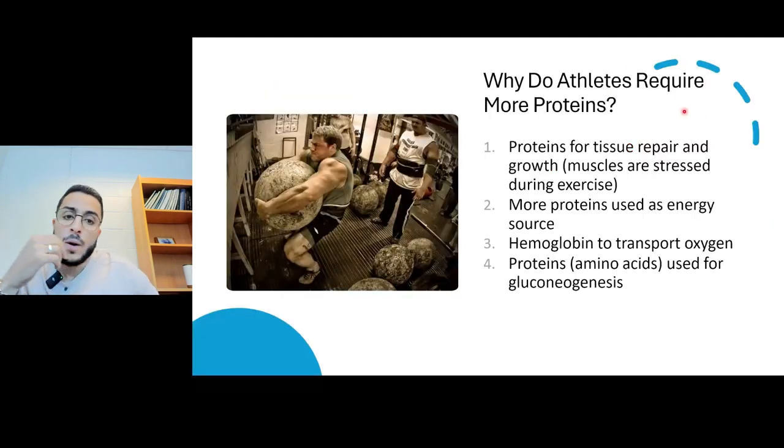Why do athletes require more protein? Well, you probably think it's just to build muscle, but actually it's more than just muscle. Athletes do require more protein because they need to repair tissue that has been broken down while working out. That makes sense. You need more protein because it's used also as an energy source. Remember gluconeogenesis and whatnot. You also need higher levels of hemoglobin, so you'll be making more hemoglobin to transport oxygen, because athletes require higher levels of oxygen due to the physical activity they're doing. Gluconeogenesis, I just talked about it.